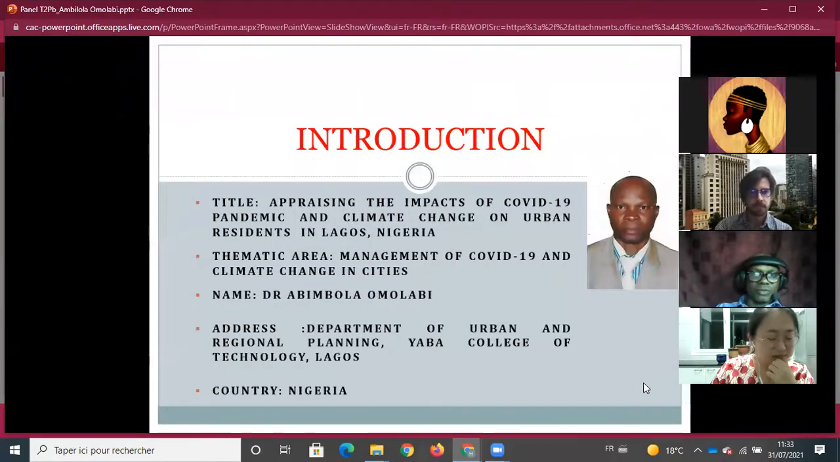Yeah, good afternoon. The panel chair and the participants, co-participants, presenters. My title is Appraising the Impact of COVID-19 Pandemic and Climate Change on Urban Residents in Lagos, Nigeria, which is a country that is located along the tropics. The thematic area is within management of COVID-19 pandemic and climate change in cities. Next slide, please.